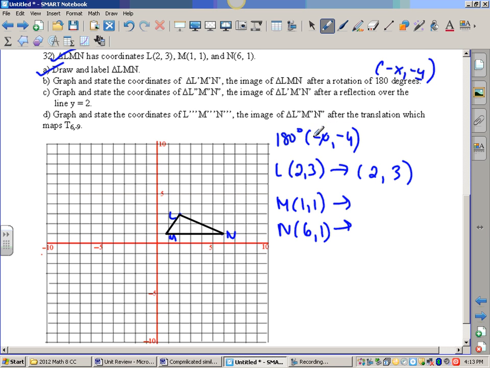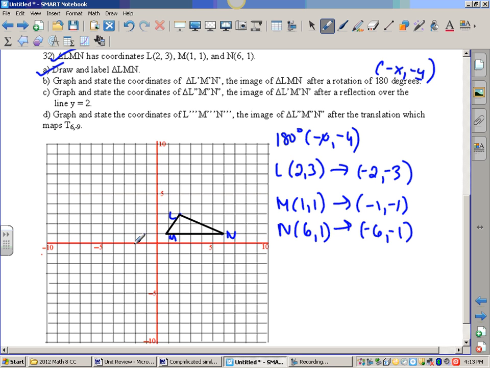These negatives mean change the sign. So this is now a -2, and that's a -3. M, 1, 1, is now -1, -1. And then N was 6, 1, but now it's -6, -1. There's your rotation. It's done, just like that. But you have to know your rules. You have to know them.